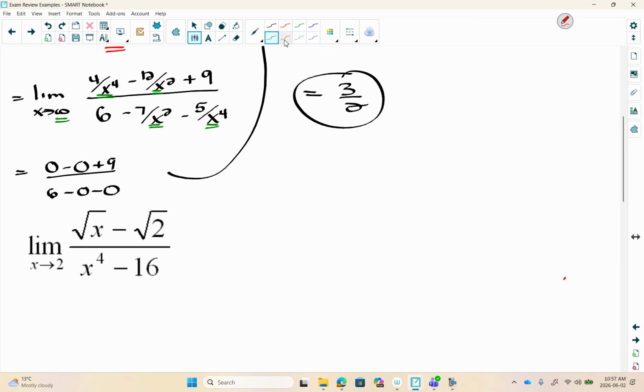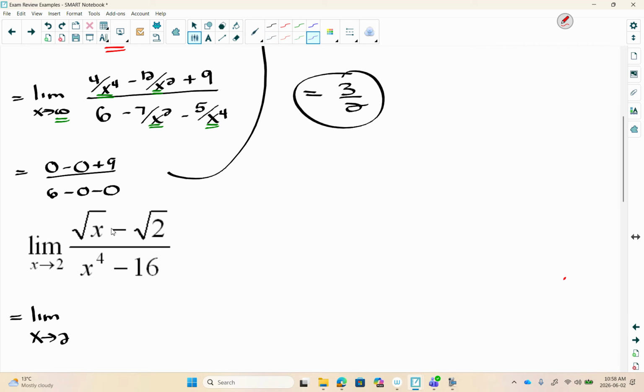What should we try here? So that'd be √2 minus √2, 0 over 2 to the 4th, 16 minus 16, 0. No good. That's an indeterminate limit. So I need to factor, I need to rationalize, I need to expand, or I need to multiply everything by a common denominator. In this case, I'm going to rationalize the numerator, and I'm going to factor the denominator.